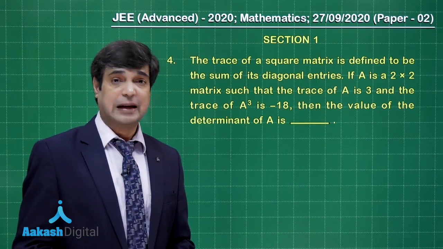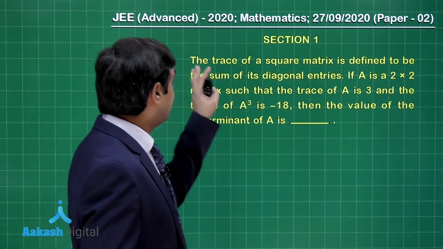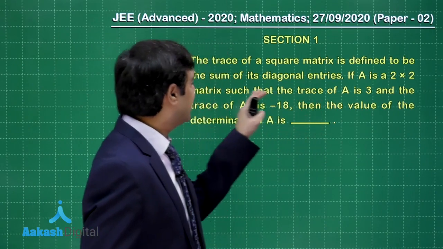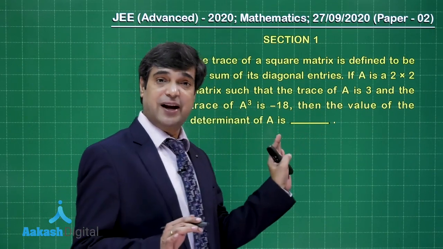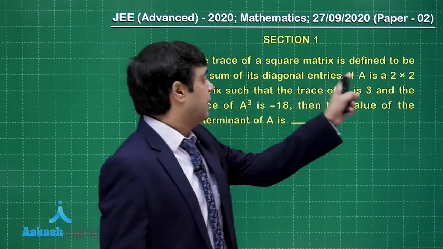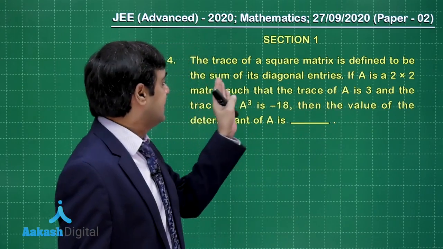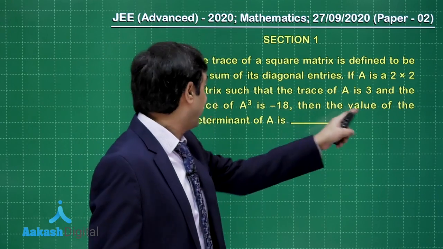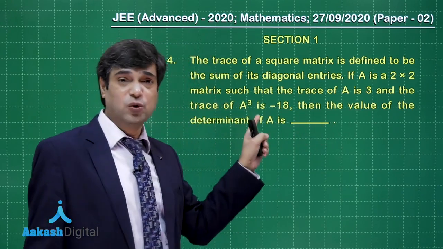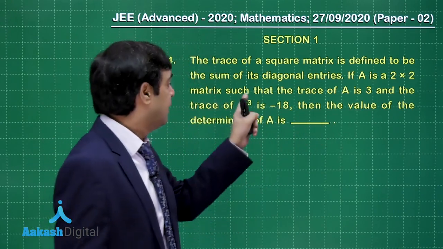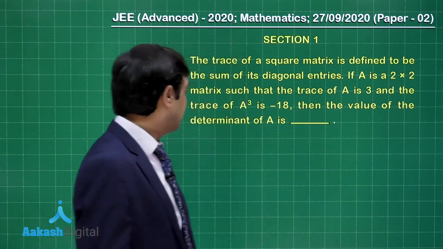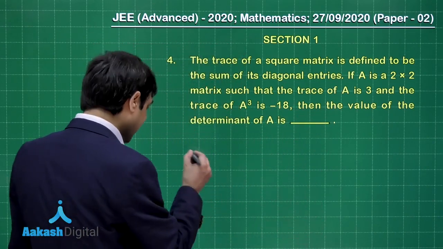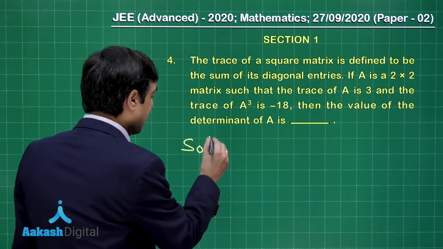So moving forward, let's take up question number 4. The trace of a square matrix is defined to be the sum of its diagonal entries. This is known to us. If A is a 2 by 2 matrix such that the trace of A is 3, and the trace of A cube, a bit calculative, is minus 18, then the value of the determinant of A is. Let's understand what the question is talking about.